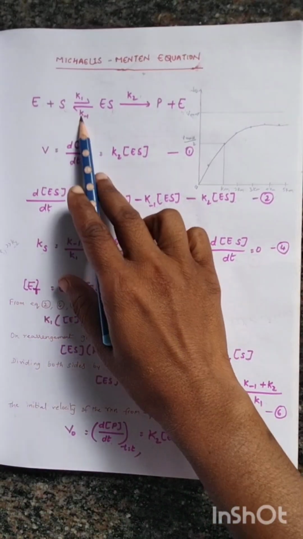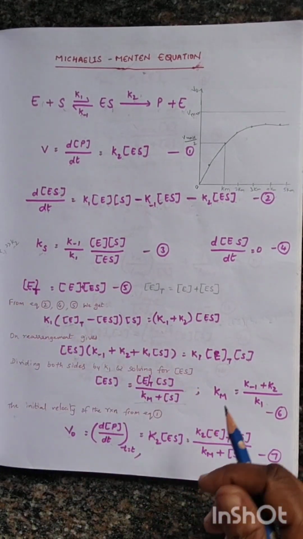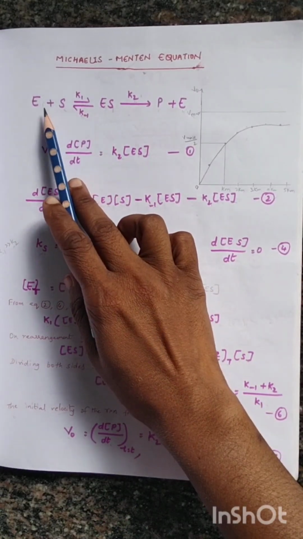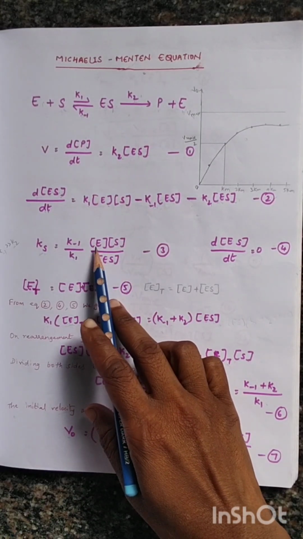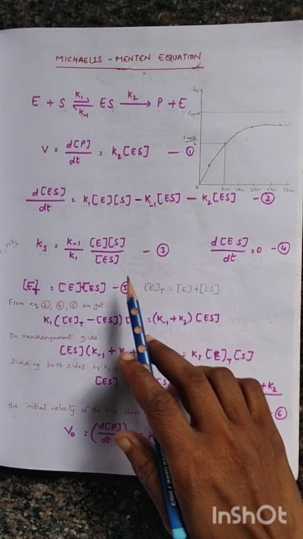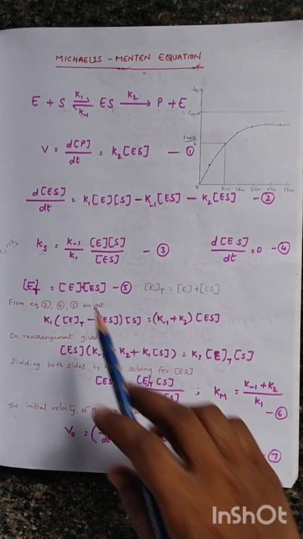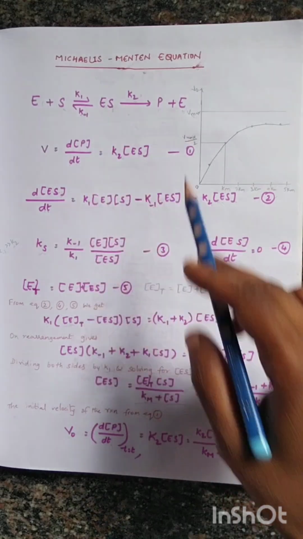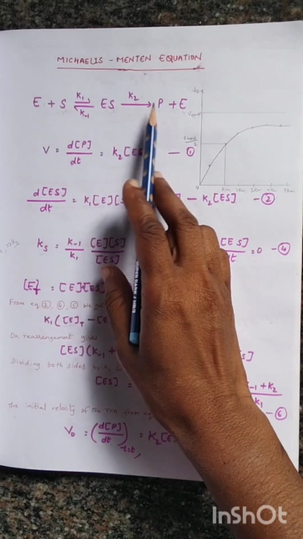Ks is equal to K minus 1 divided by K1. Ks is the dissociation constant. That is, the enzyme substrate complex is dissociated back into the enzyme plus substrate, which is concentration of E into S divided by concentration of ES. This is possible only when the K minus 1 is much greater than the K2. That is, when the ES complex is preferring more towards the dissociation into enzyme plus substrate instead of forming products plus enzyme.